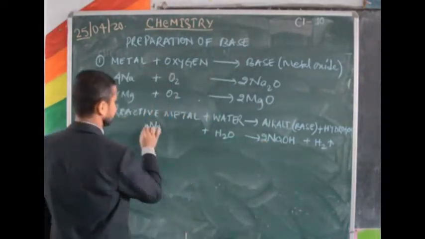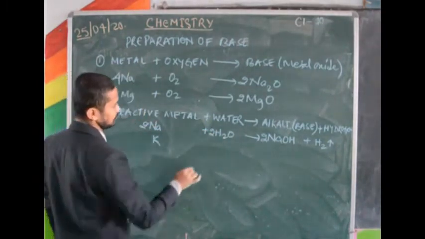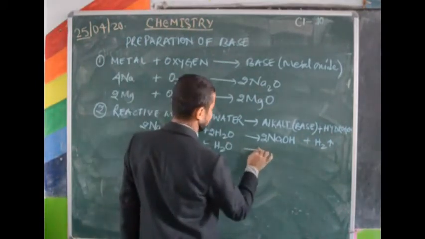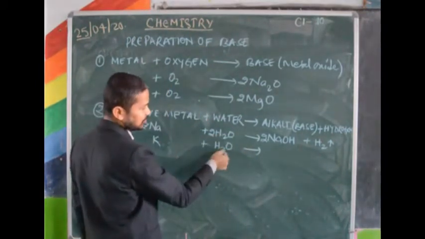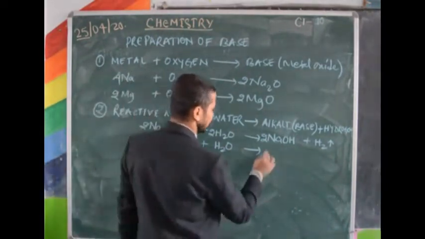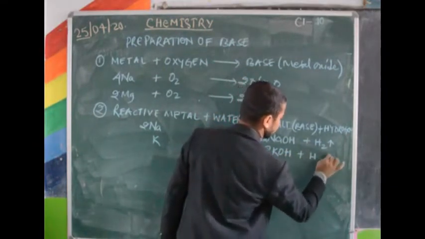2, 2, 2. And potassium plus water, cold water. This water is cold water. This water is also cold water. We have done all these things in class 9 also. So 2 KOH plus H2.